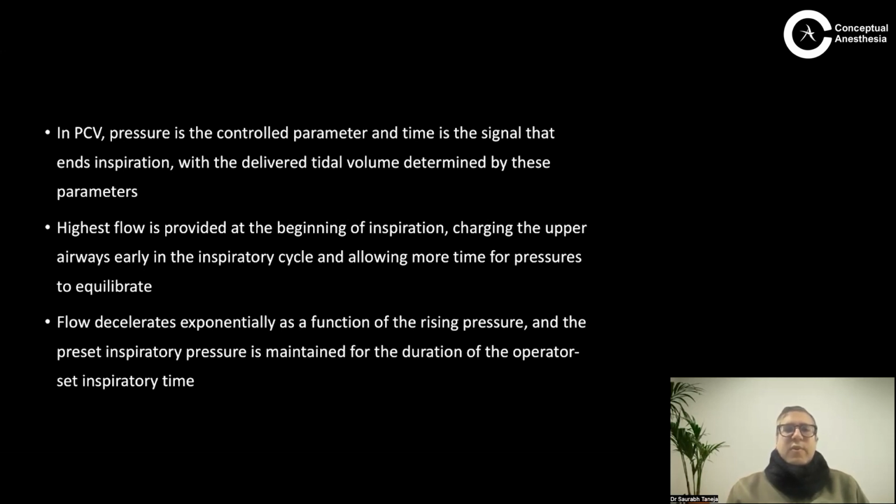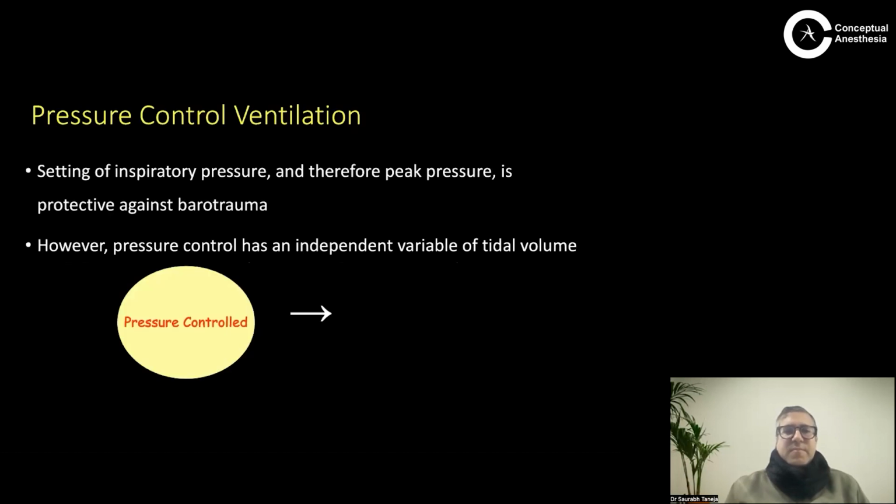So when you see a flow waveform in volume control, it's a square waveform. In pressure control, it's a decelerating waveform. It goes like this. In volume control, it's rectangular. As a function of rising pressure, the preset inspiratory pressure is maintained for the duration of the operator-set inspiratory time. So you set a time, you set a pressure, and that pressure initially is achieved by a very high flow, and then the flow comes down, whereas the pressure is maintained. So when the pressure is maintained, the equilibration of the alveolar ventilation happens.